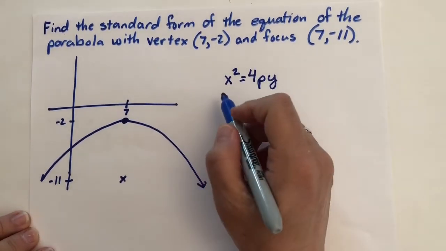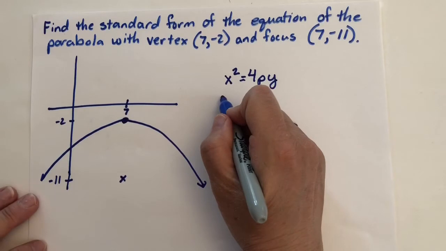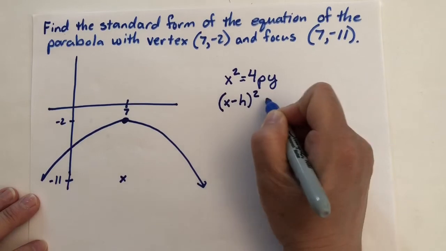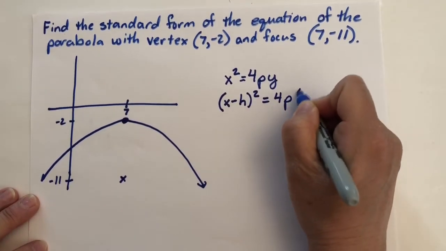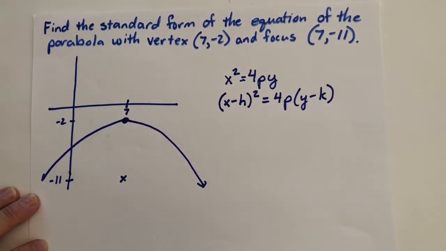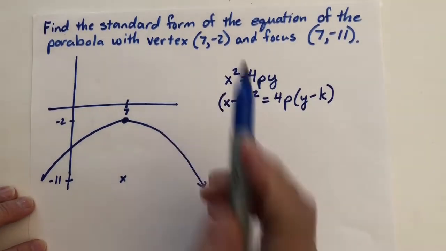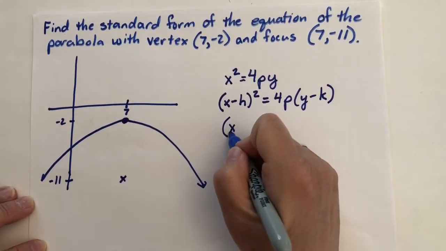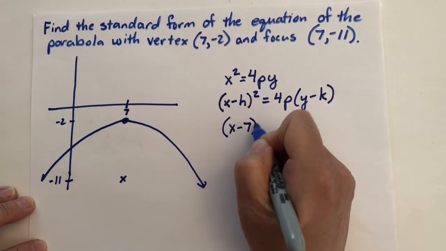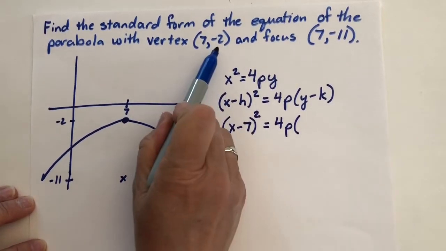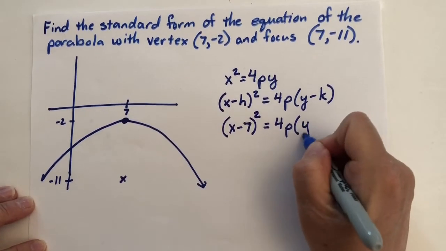But remember, this is the equation if the parabola has the vertex at the origin. If we shift the parabola off the origin, the equation becomes this: x minus h squared equals 4p times y minus k, where (h, k) is the vertex of the parabola. So let's substitute that information in. We have x minus 7 squared equals 4p times y minus -2, which means we have y plus 2.